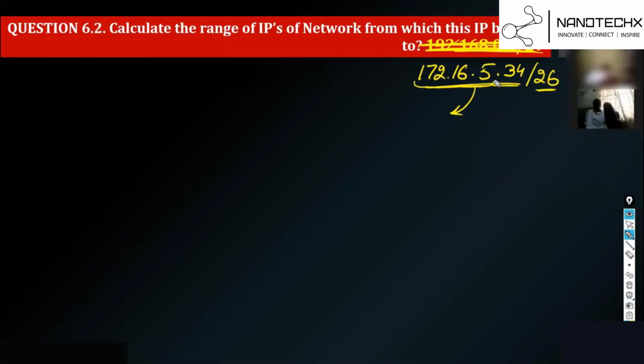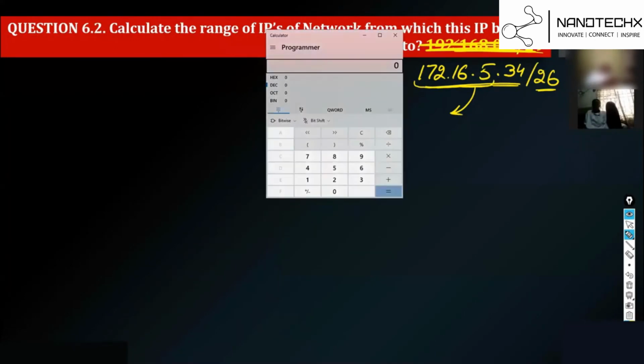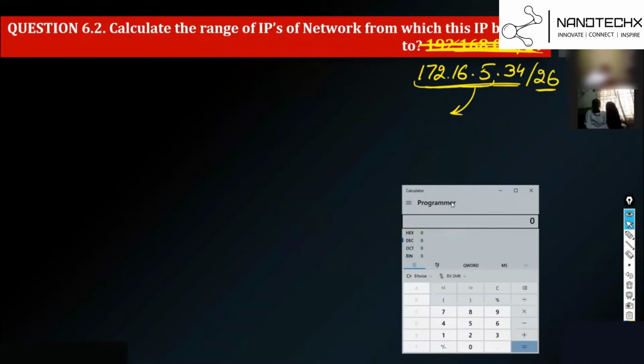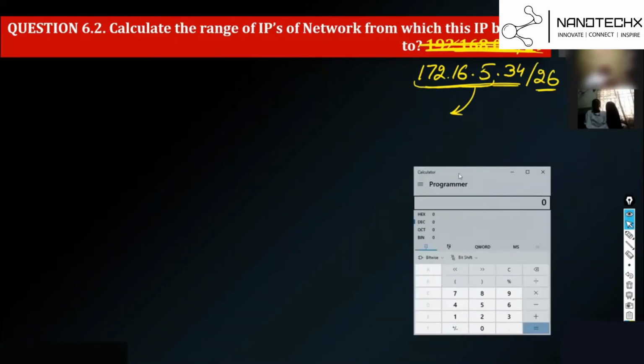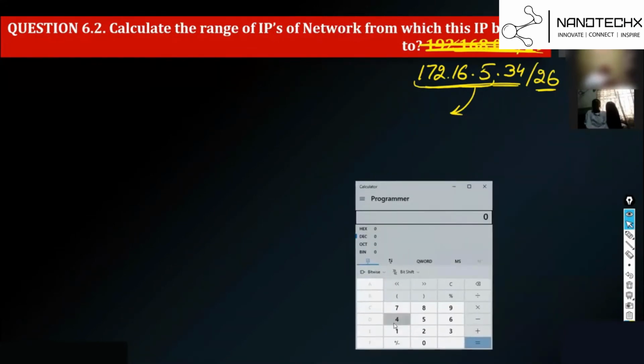So 172 in binary, let me try to find some other example where I have 172, so I can copy from there instead of calculating again. No, it's not there. So let's use the calculator. This is how you guys can calculate as well. Also, you can use yesterday's method in which we studied how to do the conversion from decimal to binary. So 172 in decimal is equal to this in binary.